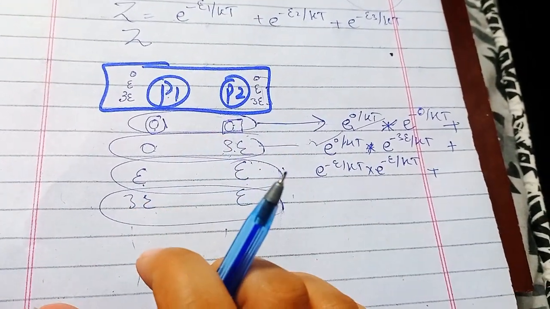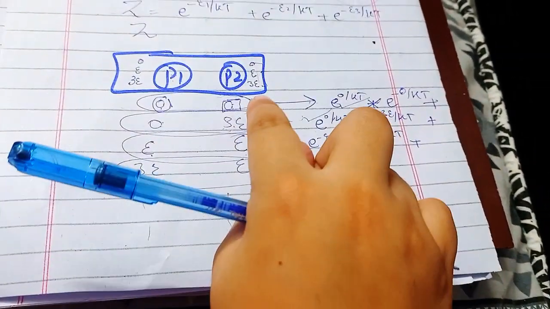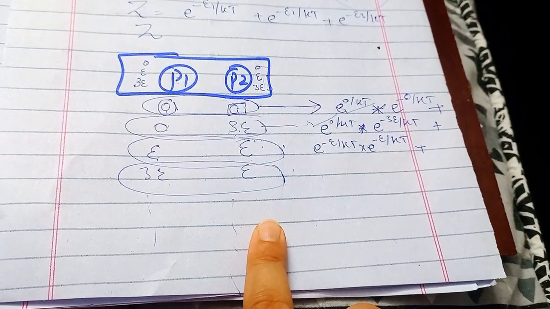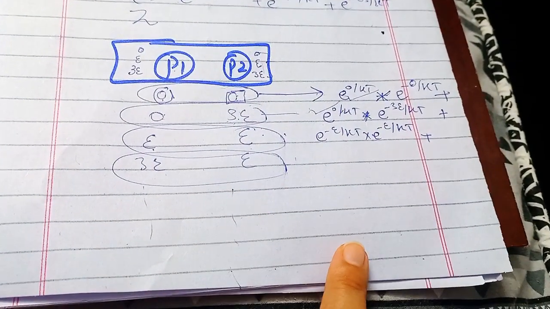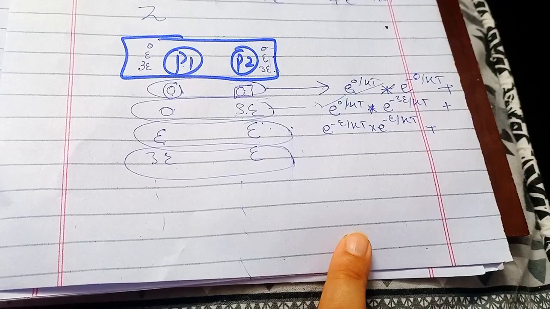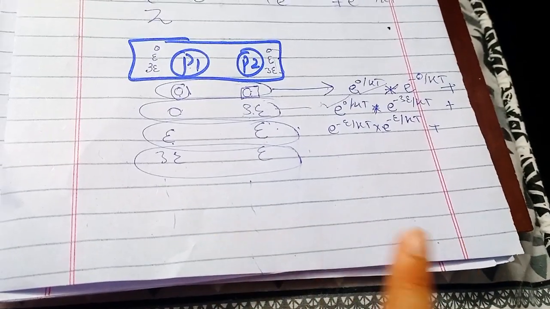Okay, and this is how we'll find out the partition function for this system. Now you must be wondering that there could be many combinations possible. How are we going to calculate and determine all those combinations? And is there any systematic way? Yes, there is a systematic way.